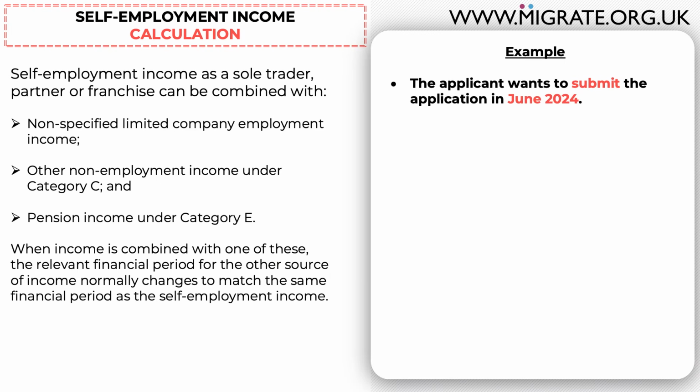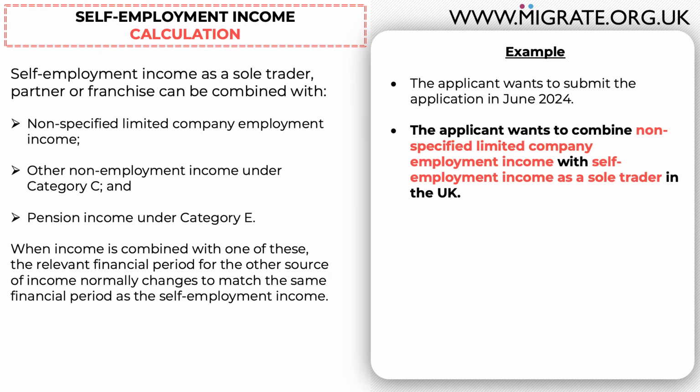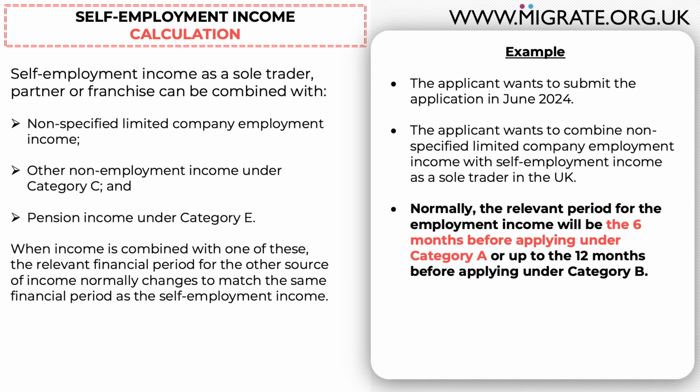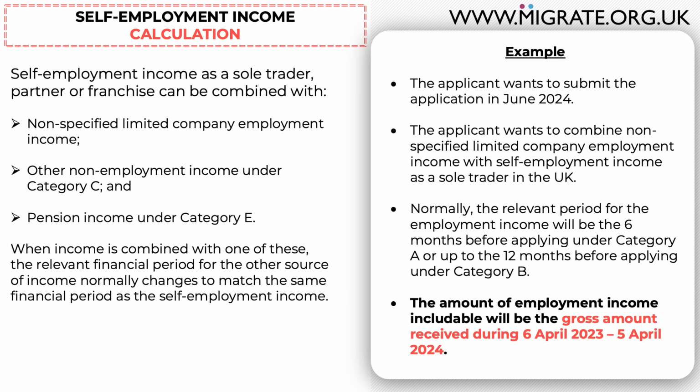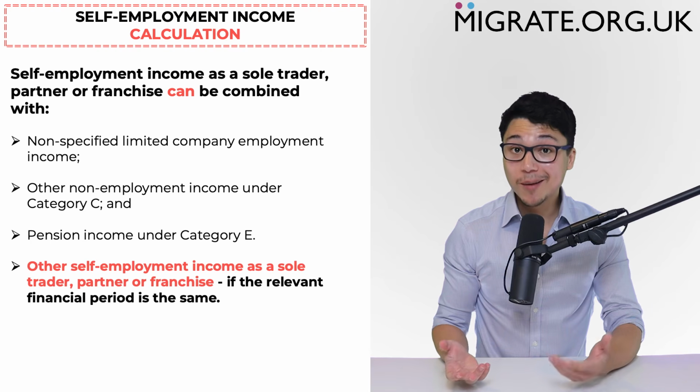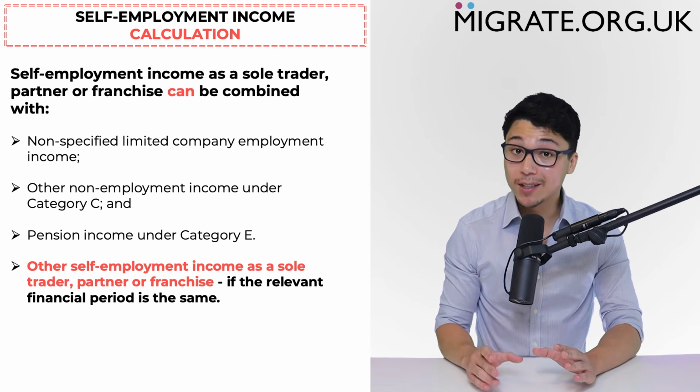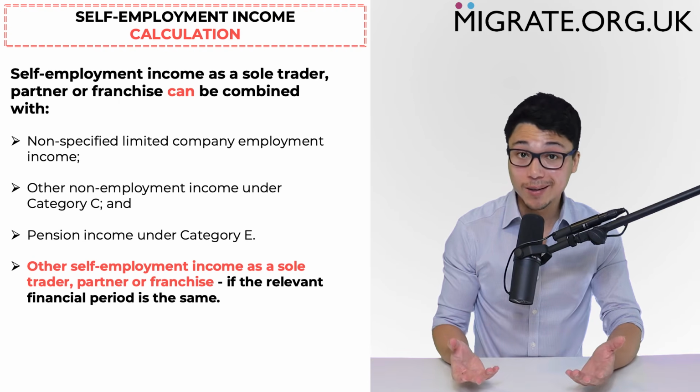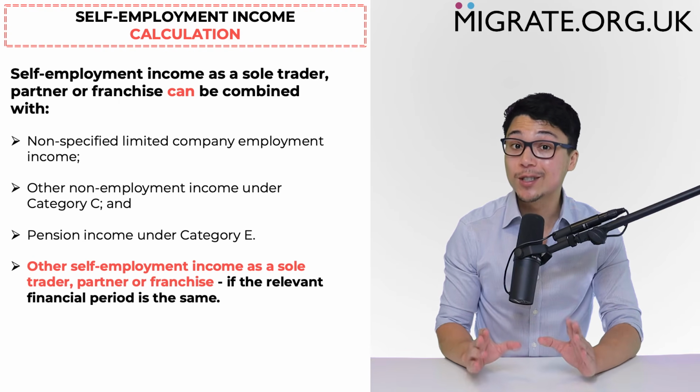For example, the applicant wants to submit the application in June 2024. The applicant wants to combine their partner's non-specified limited company employment income with their partner's self-employment income as a sole trader in the UK. Normally, the relevant period for the employment income will be the 6 months before applying under Category A or up to the 12 months before applying under Category B. The amount of employment income includable will be the gross amount received during the 6th of April 2023 to 5th of April 2024 period. Self-employment income as a sole trader, partner, or franchise can also be combined with other self-employment as a sole trader, partner, or franchise if the relevant financial period is the same.